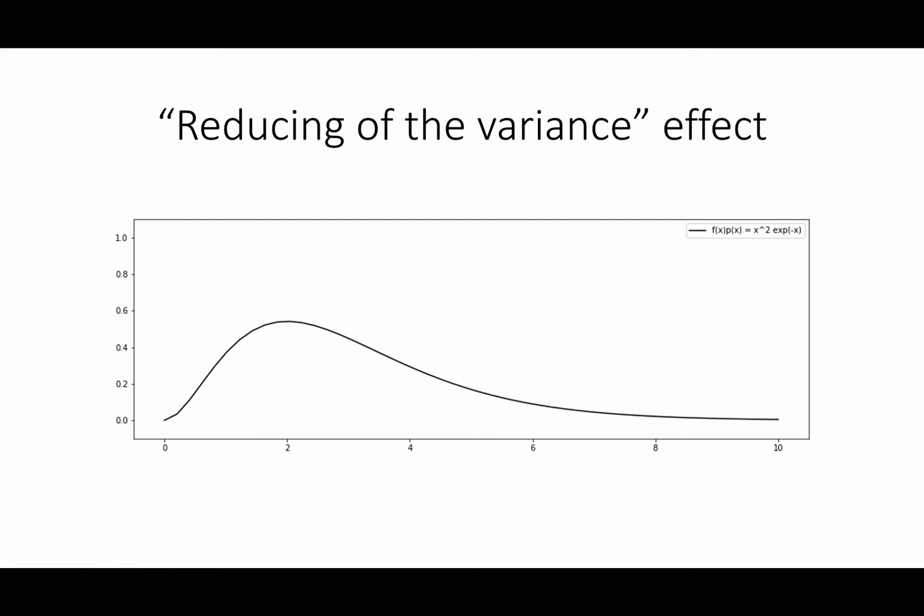So here the black line is our nice function, x squared times exponential minus x. And if I decompose this function into two functions, the x squared is the green line, and the exponential minus x is the blue line, and if I multiply them, I will get the black line. So basically these are the two functions that are making up the black function, my integral function.